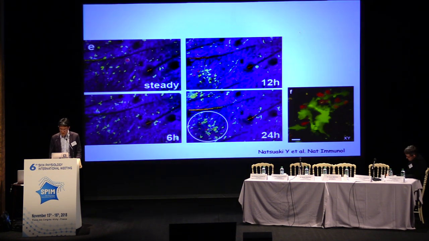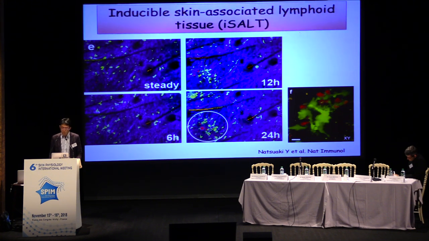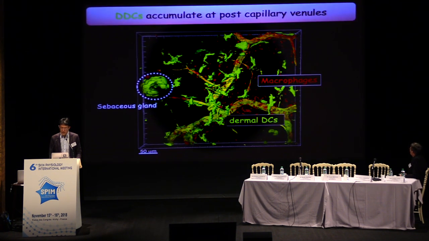So in the steady state, dermal dendritic cells are distributed evenly, but during contact dermatitis, they start to accumulate. We call this structure inducible skin-associated lymphoid tissue, iSALT. And iSALT is formed at, this is a capillary, and this is a post-capillary venule. So green dendritic cells accumulate at post-capillary venules.